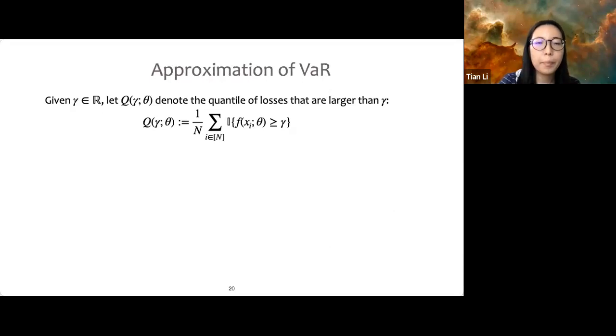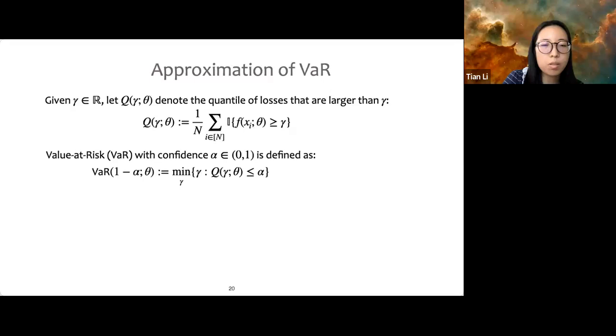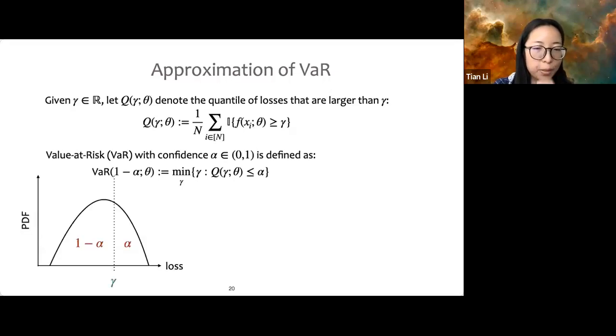Okay. Based on these quantile losses, we can also introduce value at risk, which has been known for many years, especially in the finance and insurance literature and operations research. Value at risk with confidence alpha is defined as this. So we want to minimize some risk value such that, and this figure may be more intuitive, the risks larger than this value gamma is at most alpha.